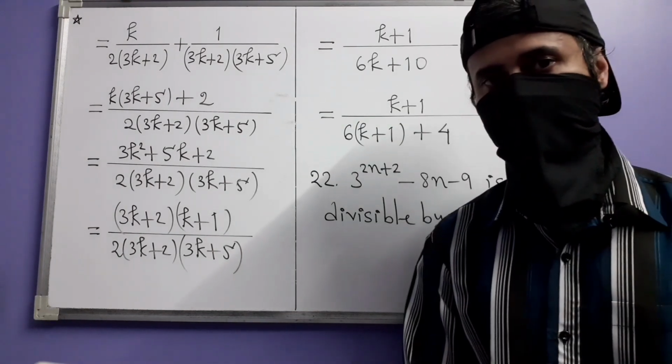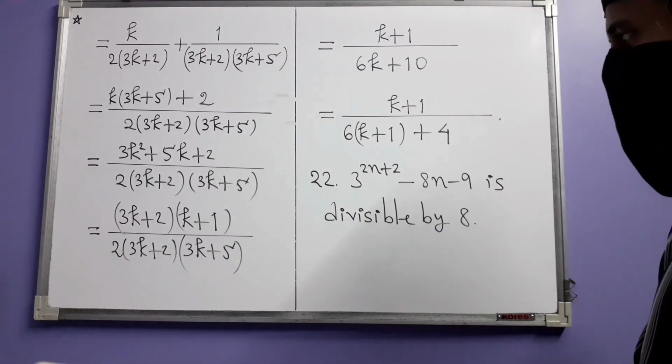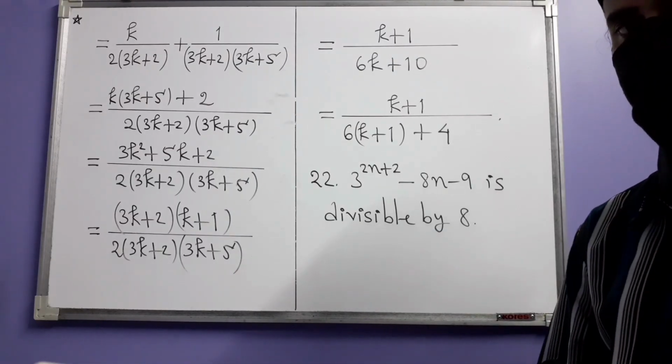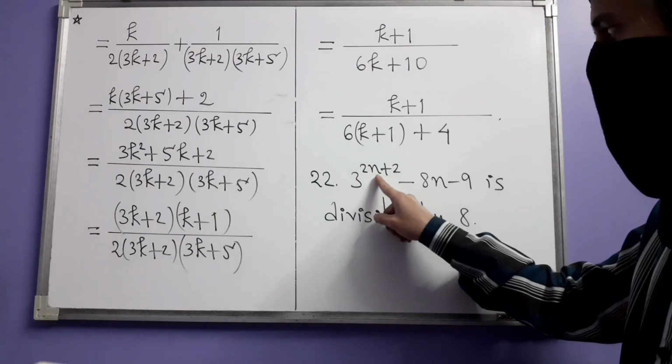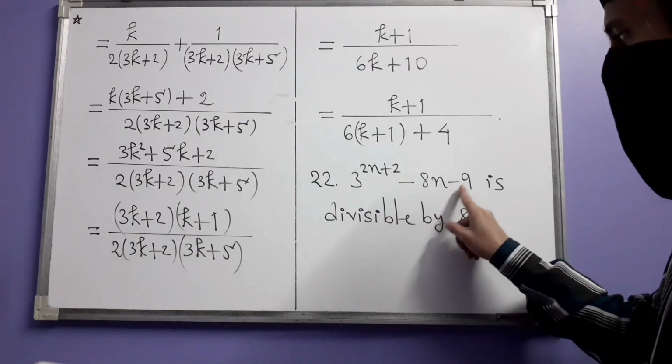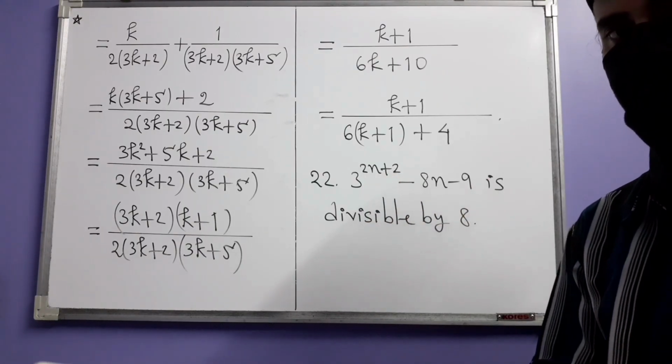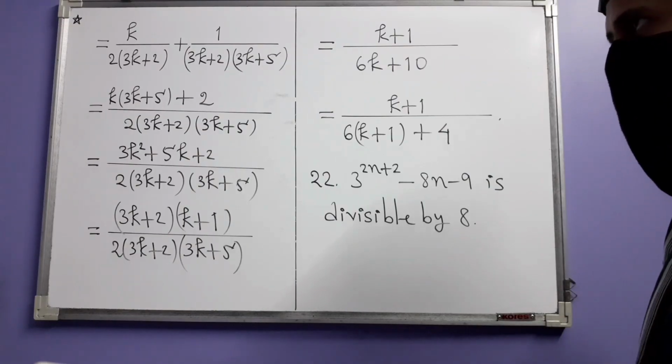Let's see number 22 next, where this time it's not an identity but a statement. Look at this integer 3 to the power 2n plus 2 minus 8n minus 9, where n is any positive integer, that means natural number.